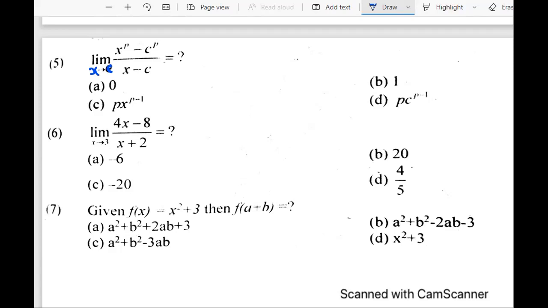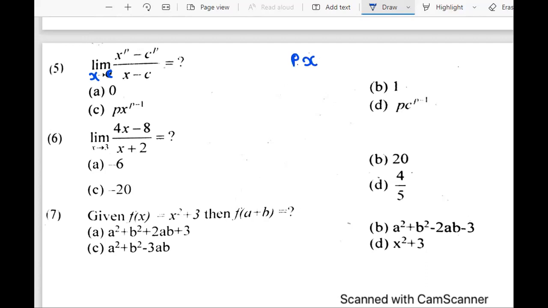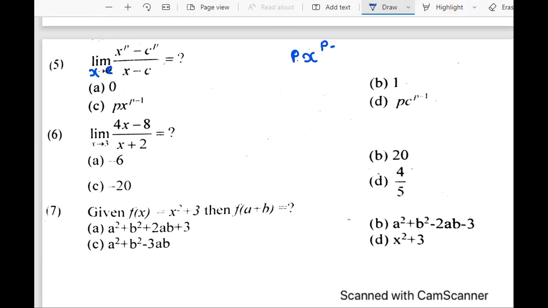So what we do is we take the derivative and then plug in the value of c. So let's take the derivative of both the numerator and denominator. The derivative of the numerator would be p x to the power p minus 1, divided by the derivative of the denominator, that is simply 1. I'm applying L'Hopital's rule. So this would be 1.